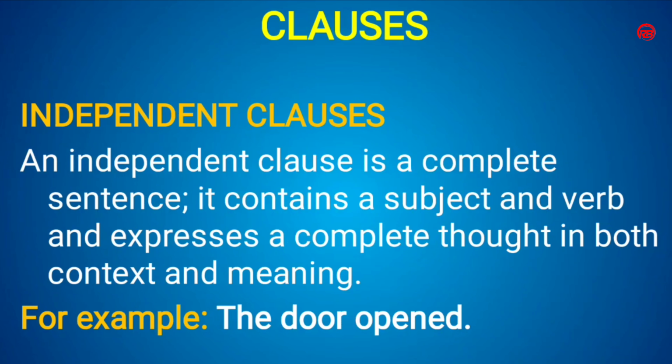Independent classes. An independent class is a complete sentence. It contains a subject and verb and expresses a complete thought in both context and meaning. An independent class is a complete sentence. It consists of subject and verb and it conveys a complete idea in a sentence.